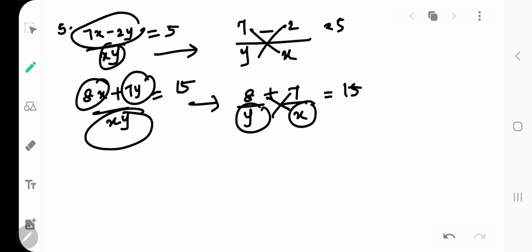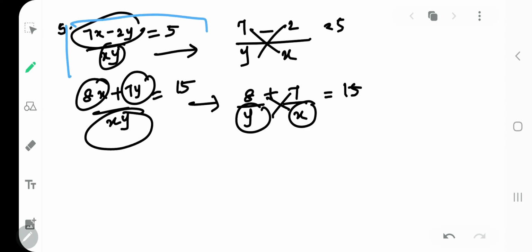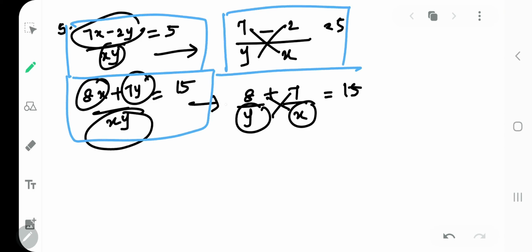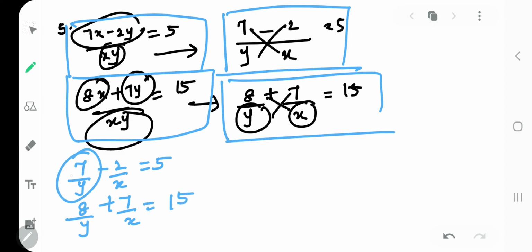So can I write these equations as this? Your first equation is 7 upon y minus 2 upon x is equal to 5, and your second equation 8 upon y plus 7 upon x is equal to 15. Now my dear kids, you can take, same as I have explained you, 1 upon y as a and 1 upon x as b.